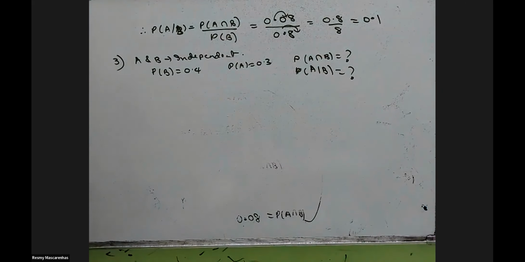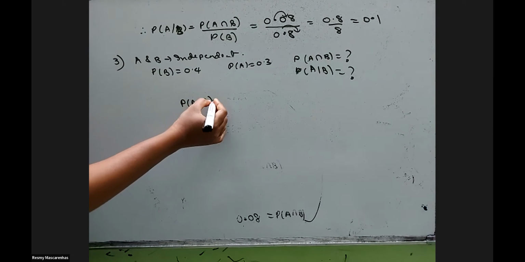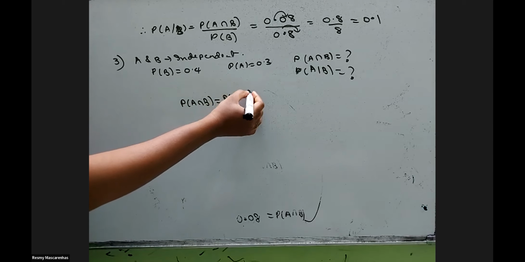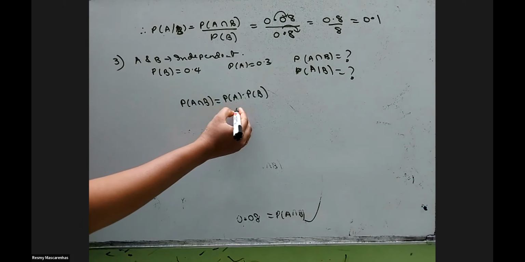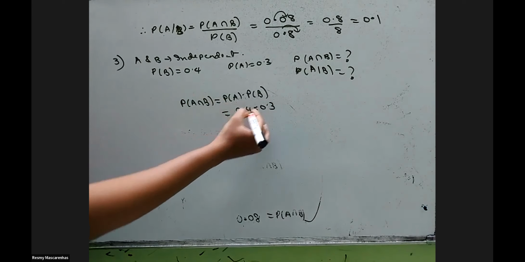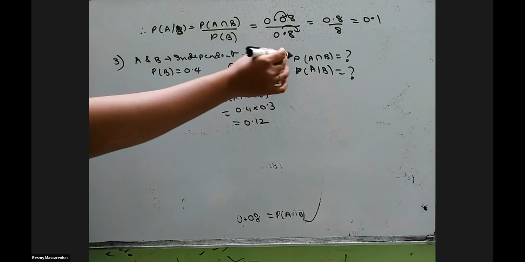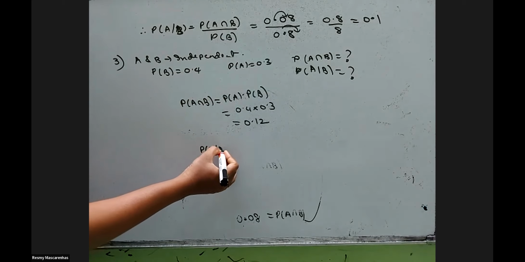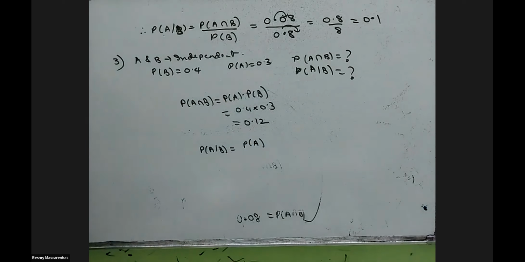So I calculate for independent events. P of A intersection B is straight away P of A into P of B. For independent events, this is multiplication. So 0.3 into 0.4, we get 0.12. First part is done. Second, also for independent events, I told you, this doesn't matter at all. Straight away it will be P of A only.